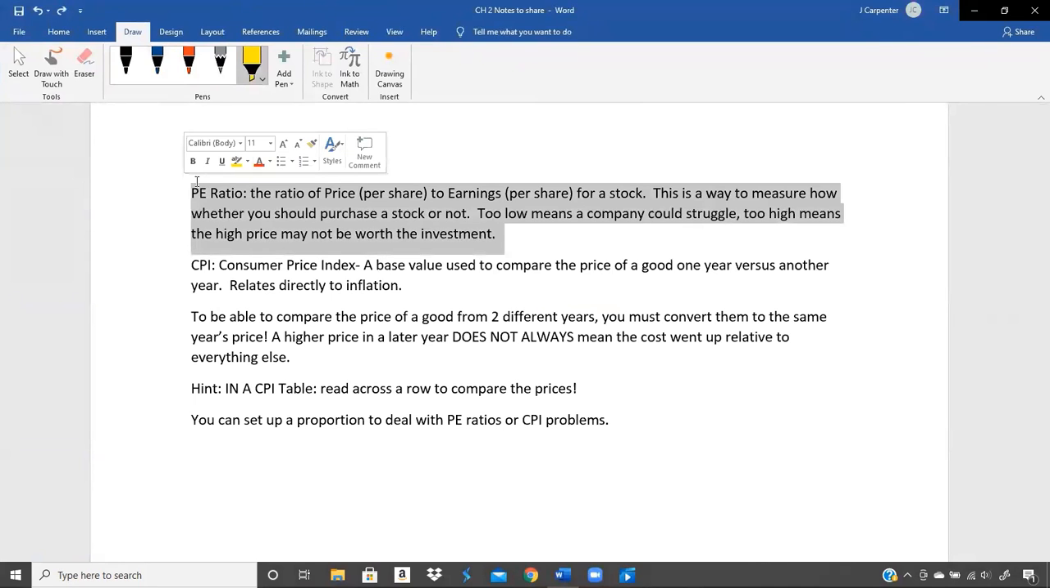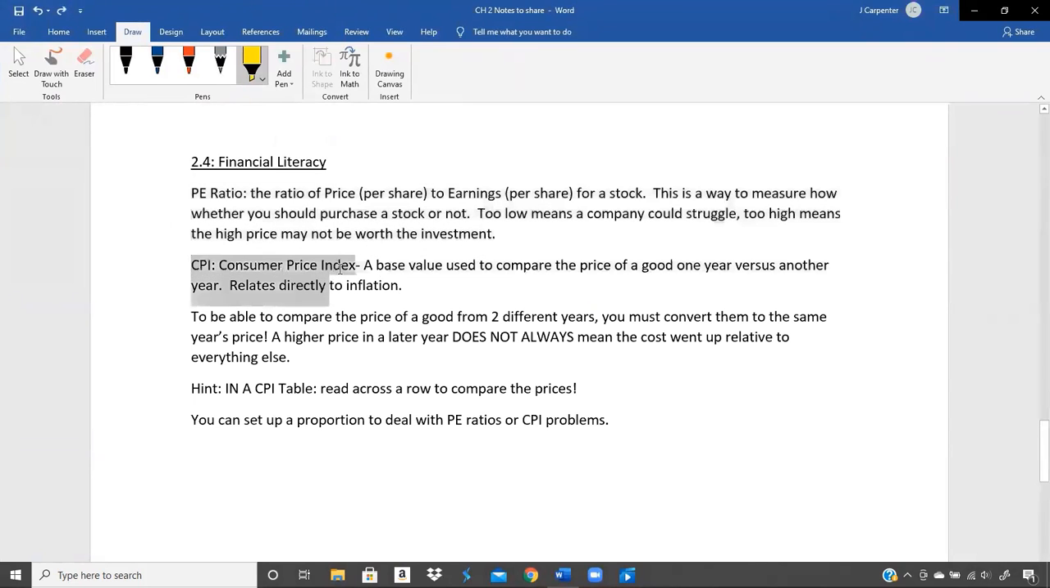Okay. So CPI, this has nothing to do with stock. I don't want to say that. I don't want to say it has nothing to do with stock prices, because inflation can be an effect of stock prices. But this is just something completely different for us. Consumer Price Index.